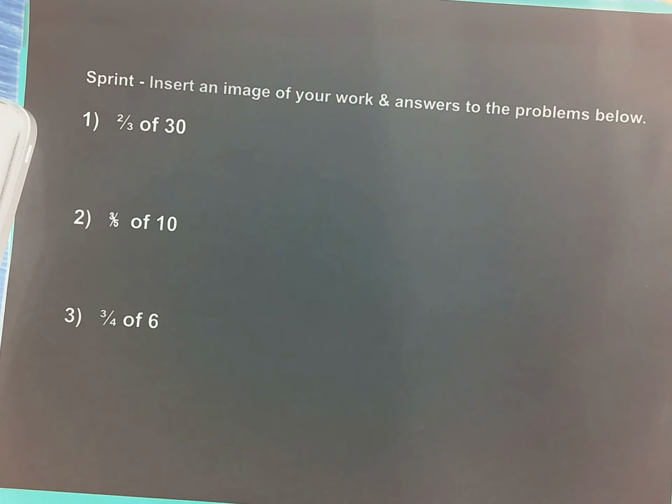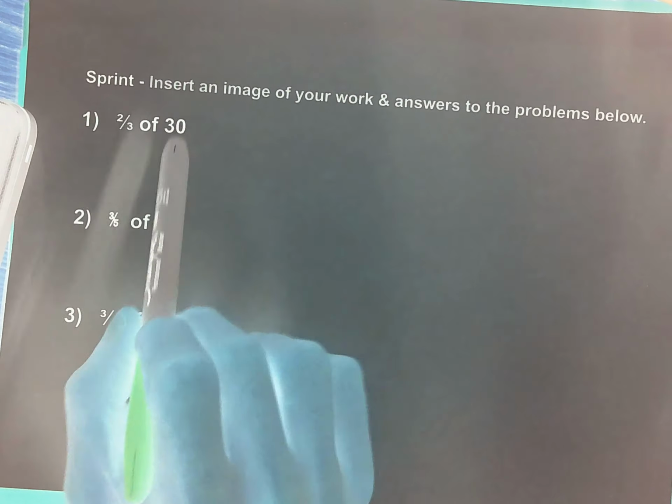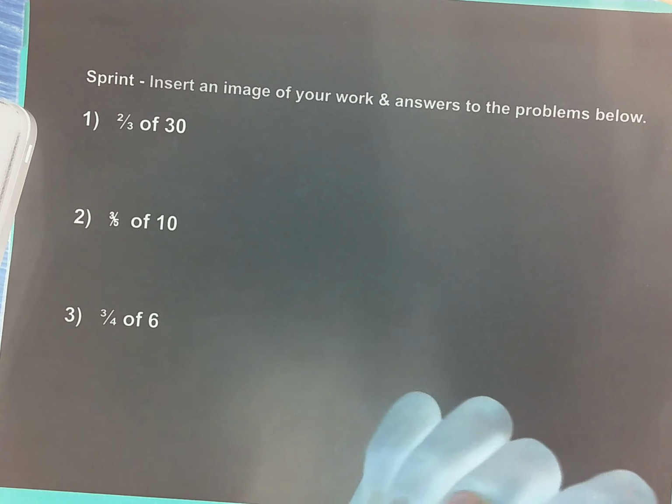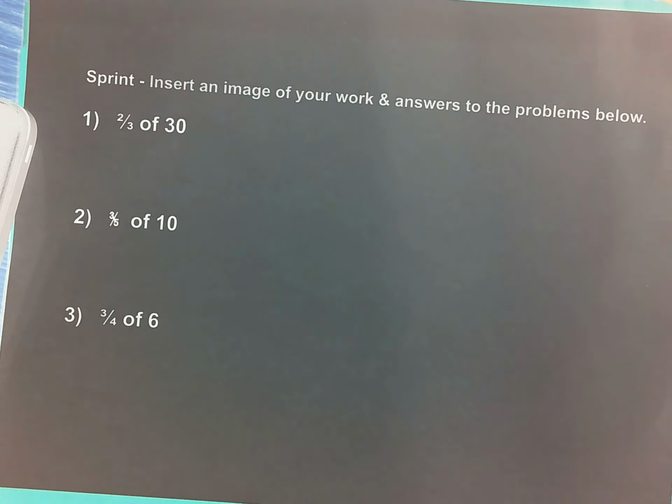You have 3 problems for your sprint that you're going to do the same exact thing to find a fraction of a whole number. Make your whole number a fraction by putting it over 1 and then multiply across. Let's pause here and take 4 minutes to do our sprint.